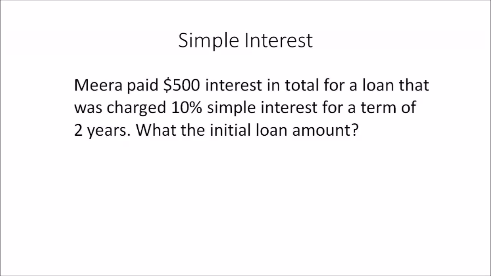With this example, Mira paid $500 interest in total for a loan that was charged 10% simple interest for a term of 2 years. What is the initial loan amount, right? So this example is slightly different in the sense that it's already given the simple interest amount, which is $500, but what it's asking for is the initial loan amount or the principal, right? So it's given the rate, it's given the term of the loan, and it's given the simple interest amount. What we need to do is find the principal.